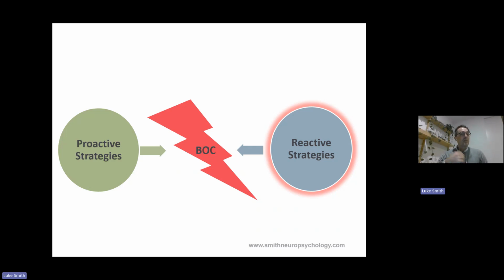The person with dementia, because of their condition, has shown a behaviour of concern, and we're thinking, well, what do I do now?